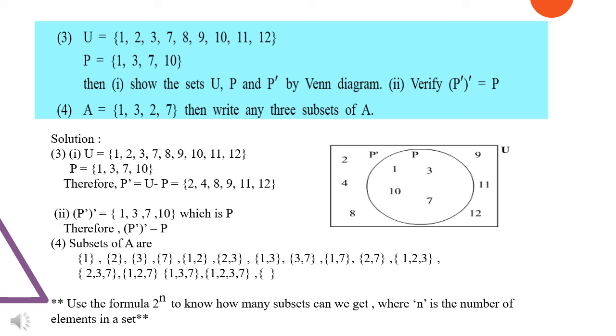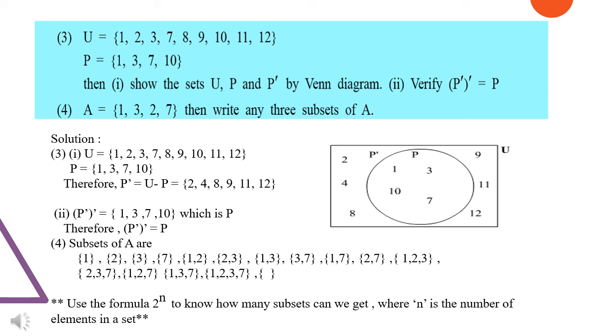Second part of the question, verify complement of P complement is P. First of all, we know what is P complement. We have done in the earlier part, that is 2, 4, 8, 9, 11, 12. Now complement of this means I'm going to compare this P complement with universal set. Just compare it with the universal set and tell me which are the numbers which are not present in P complement but present in universal set. So these numbers are 1, 3, 7, 10. So this is nothing but our complement of P complement. Okay.